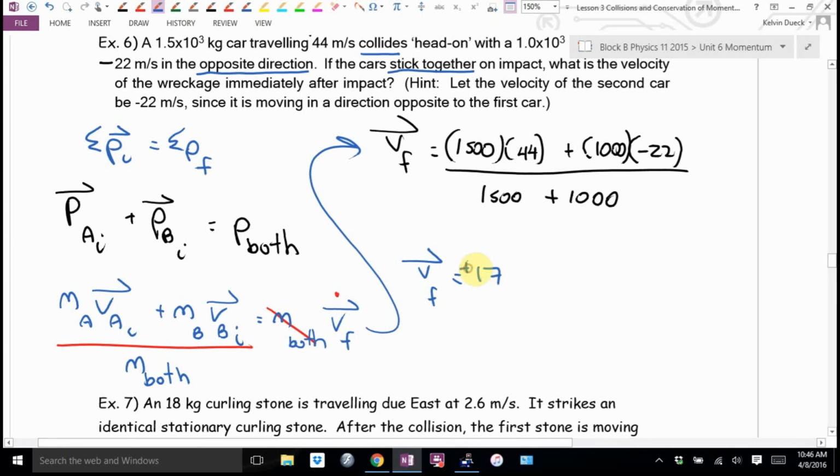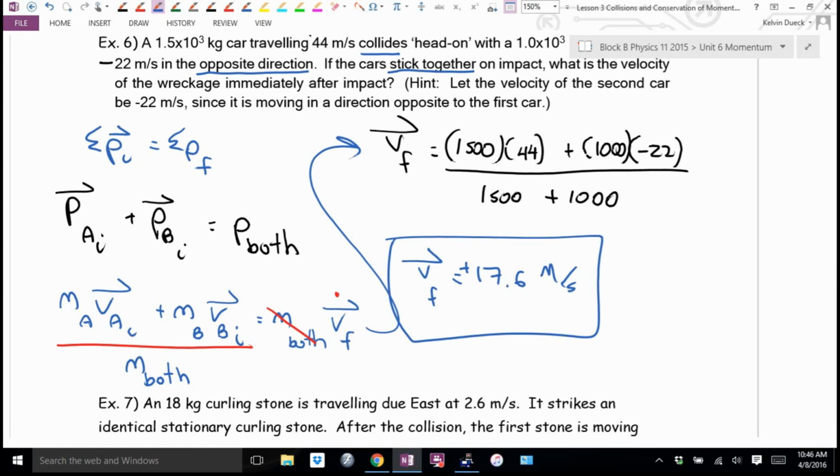I'll put a positive sign in front of it. If the question had said east and west or north or south, I'd give east or west or north or south in my answer, but we're good.